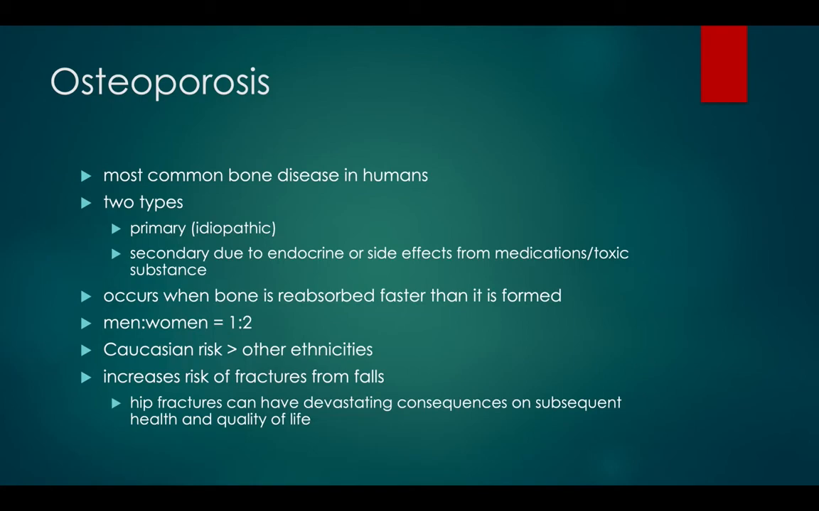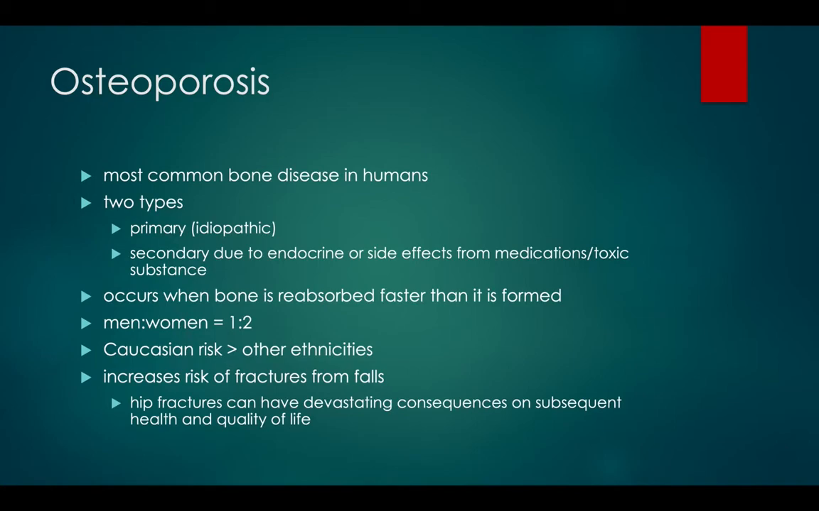Osteoporosis, most common bone disease in humans. There are two types. There's primary or idiopathic, and there's also secondary due to endocrine causes or side effects from medications, toxic substances, and so on and so forth. It occurs when the bone is reabsorbed faster than it's formed. Within the bone, there's a constant balance between bone being made and bone being reabsorbed. Both these processes occur simultaneously, and normally they're in balance, so the amount of bone that's destroyed is the same amount of bone that is being made. But when it gets out of balance, that is what osteoporosis is.